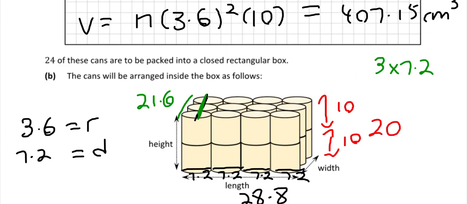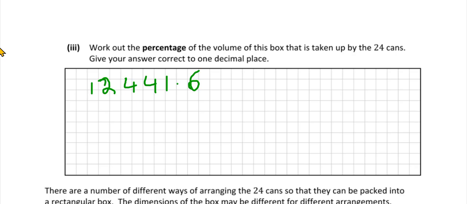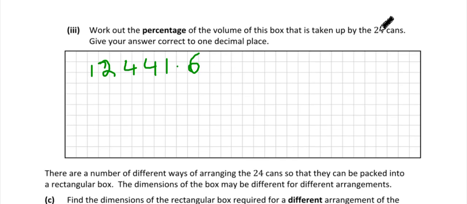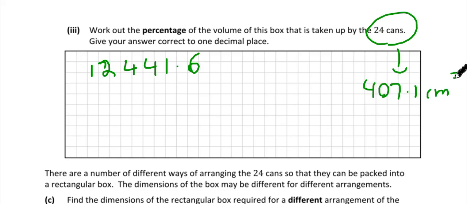Yeah. The deal is though, it contains 24 cans. What's the size of each can again? 407.1 centimeters cubed. How much free space is there in the box then? Oh, sorry. Work out the percentage of volume of the box taken up by the cans. So how much space are the cans taking up?